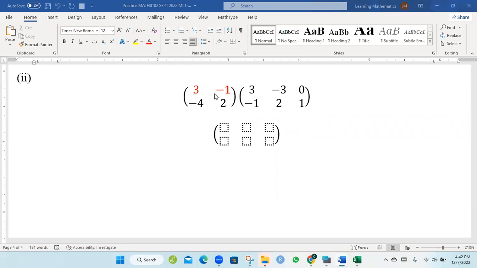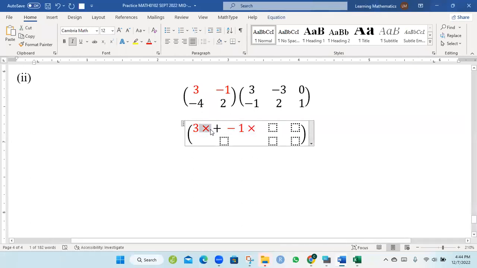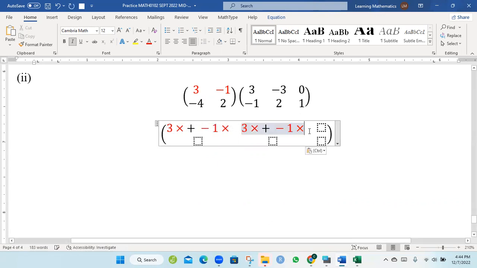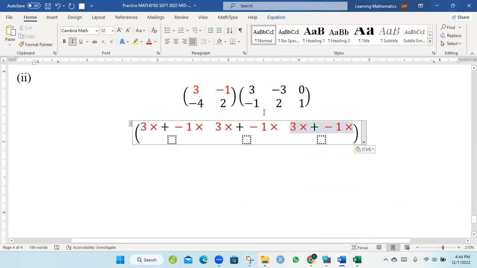So we're going to use this 3 and the negative 1 for each of those columns. Then we're going to use the negative 4 and the 2 for each of those columns. So we're going to have a first row and a second row. The first row is going to be dealt with by the 3 and the negative 1. The 3 times, plus the negative 1 times, have to be dealt with those 3 columns: first column, second column, third column. And that will give us the top row for the answer.